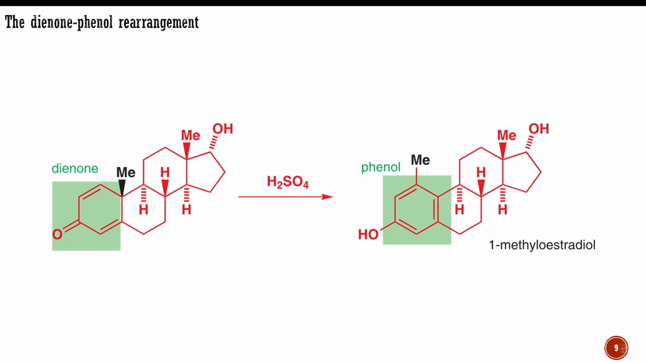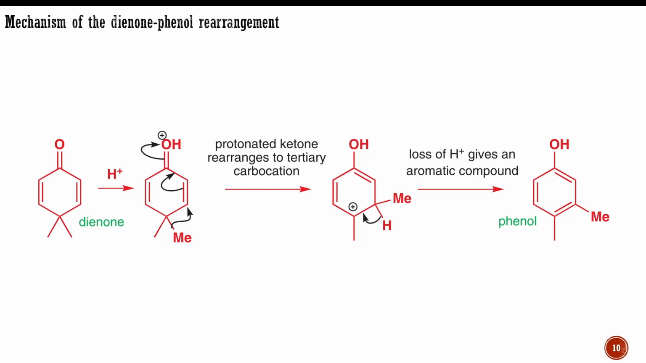This type of rearrangement is known as a dienone-phenol rearrangement, and we can consider it quite simply as a type of reverse pinacol rearrangement. In the key step of a dienone-phenol rearrangement, a protonated carbonyl compound rearranges to a tertiary carbocation. While pinacol and semipinacol rearrangements are driven by the formation of a carbonyl group, dienone-phenol rearrangement is driven by formation of an aromatic system.